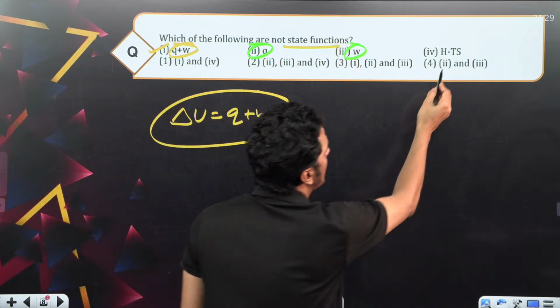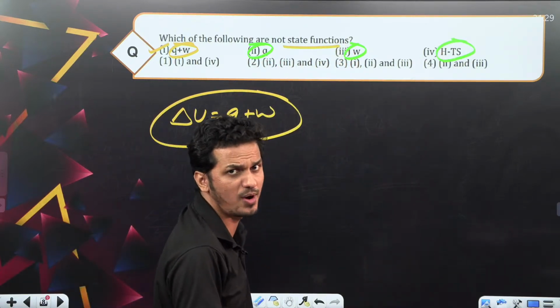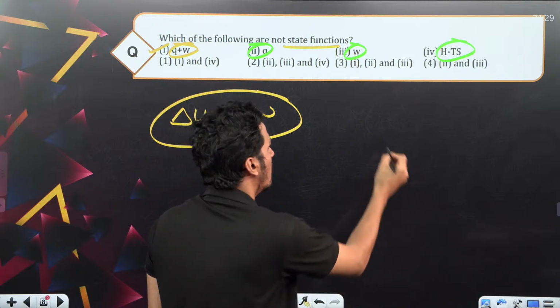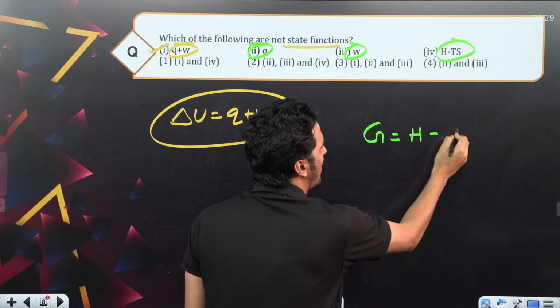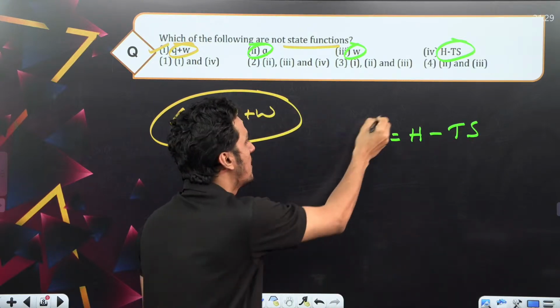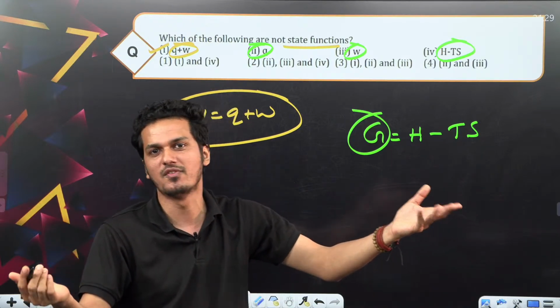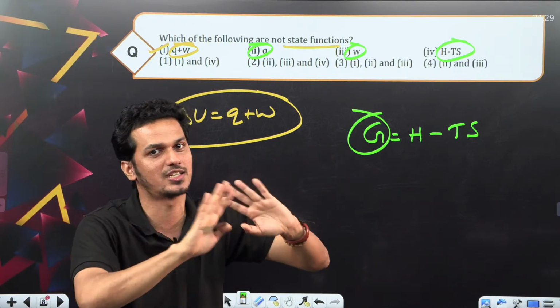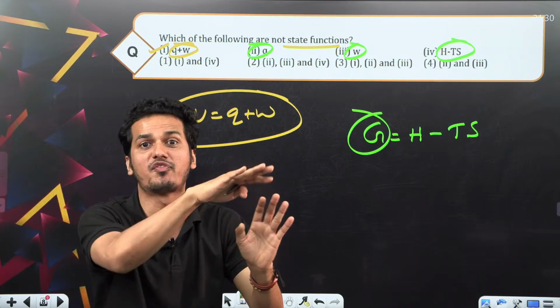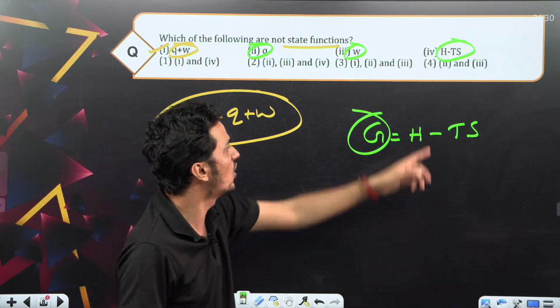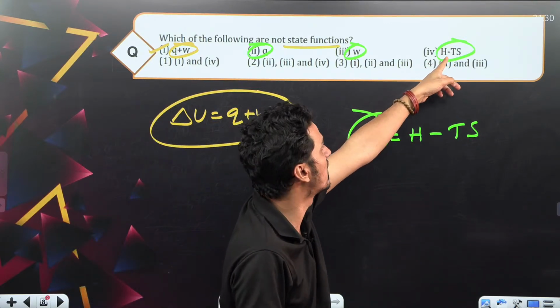Then again, H minus Ts. Do you have any doubt about H minus Ts? No. G equals H minus Ts. So Gibbs free energy is a state function which depends only on the initial and final state. It does not depend on the path followed. So that also is a state function.